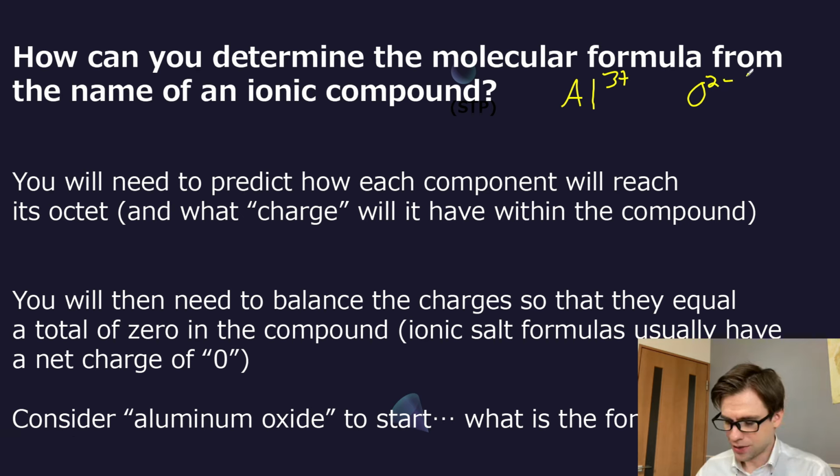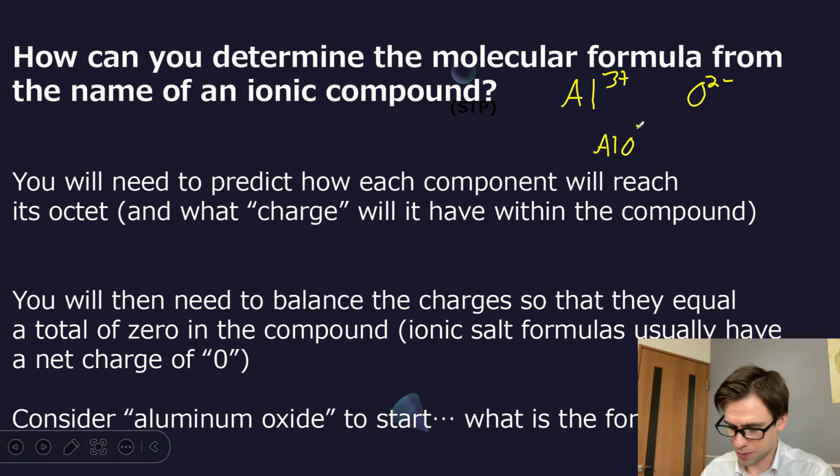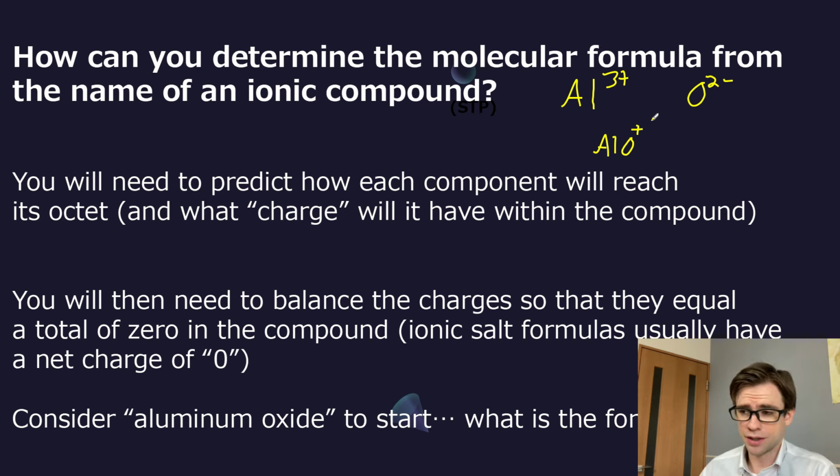So we could pair these up, AlO, but that compound, plus 3 minus 2, would still have a charge of 1 plus, AlO+. And that's not how it works, okay? Ions in ionic compounds in the balanced crystal lattice structure have 0 net charge for 1 repeating unit. So this is not going to be what happens.